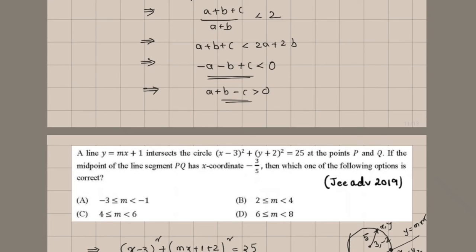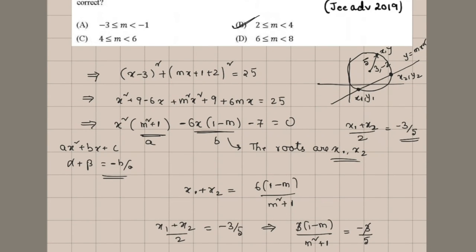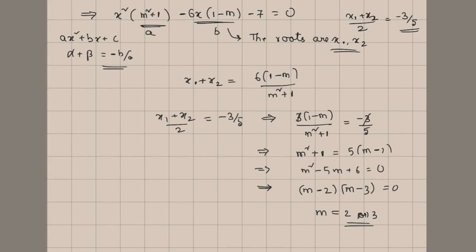So let's see the options. M lies in minus 3 to minus 1, this is wrong. M lies from 4 to 6, this is also wrong. M lies from 6 to 8, this is also wrong. But m lies in 2 to 4, because 2 and 3 lie in this region, so option B is correct. So the whole concept is solving those two, and we get a quadratic in x, and the sum of the roots is given. So if you do, you get a quadratic in m. If you solve, you get values for m.